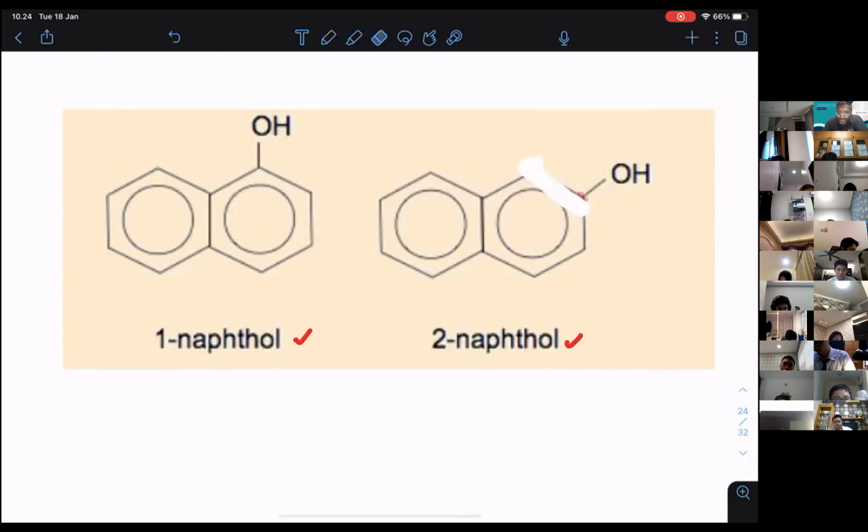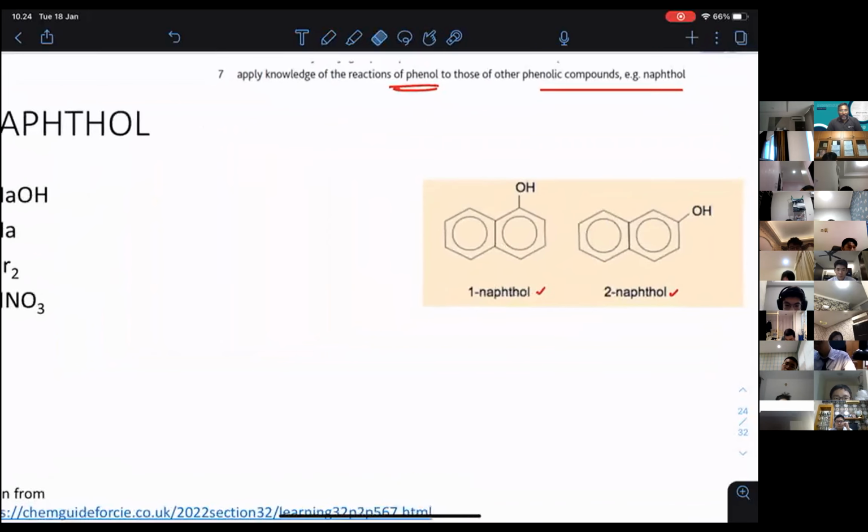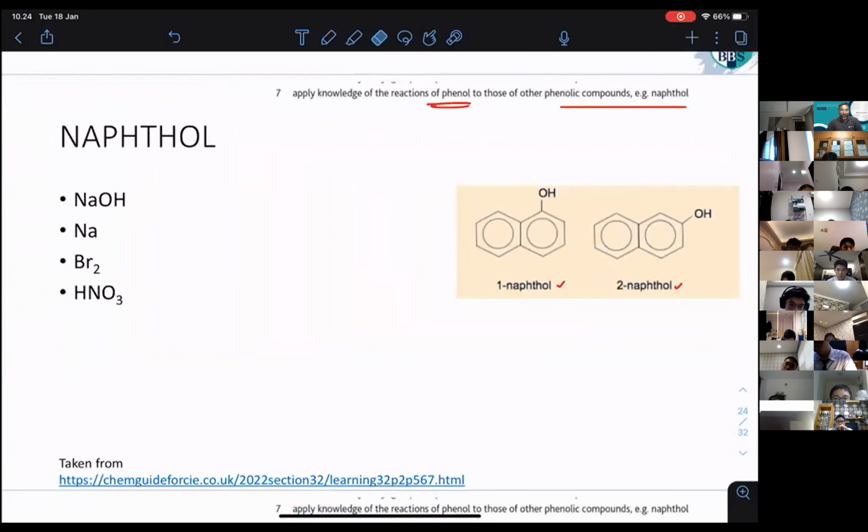Similar to phenol, but there is going to be another benzene ring over there. So this you need to know about, how they will react with NaOH, how they react with Na, how they react with Br2, and how they react with HNO3. Similar to phenol, because just now we learned about phenol, right? So all the reactions of phenol, you are going to use the same thing.